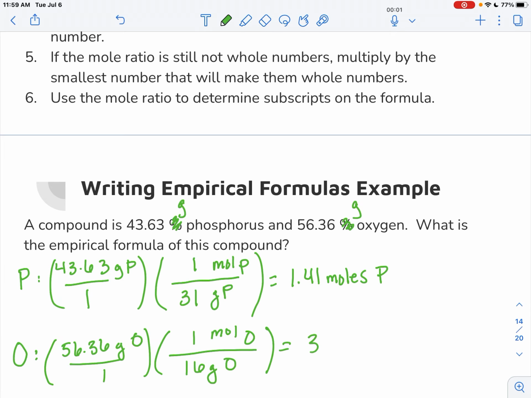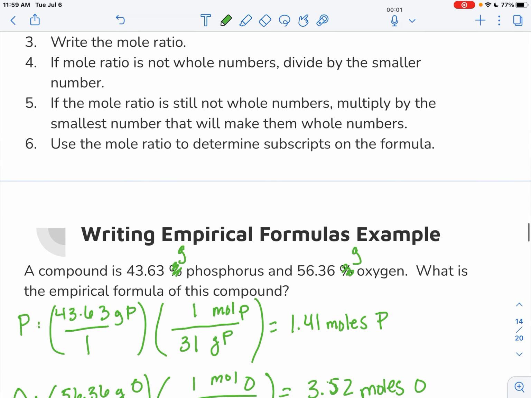So that gives us 3.52 moles of oxygen. So that's step number 2. You do that for however many elements you have. So if you had 3 elements, you would do it 3 times.